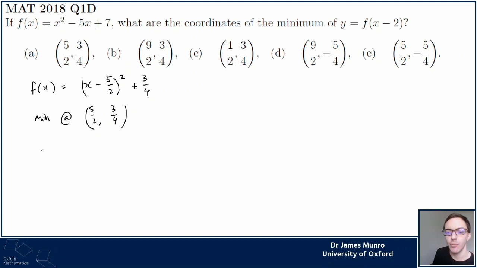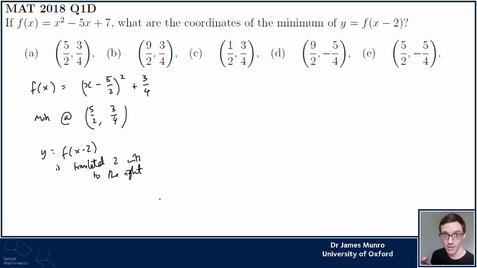Okay, so y equals f of x minus 2 is translated 2 units to the right. So the curve has been translated 2 units to the right, so the new minimum will be at, I need to add 2 because it's been translated 2 to the right. It's going to be 9 over 2, 3 over 4, which is option B.